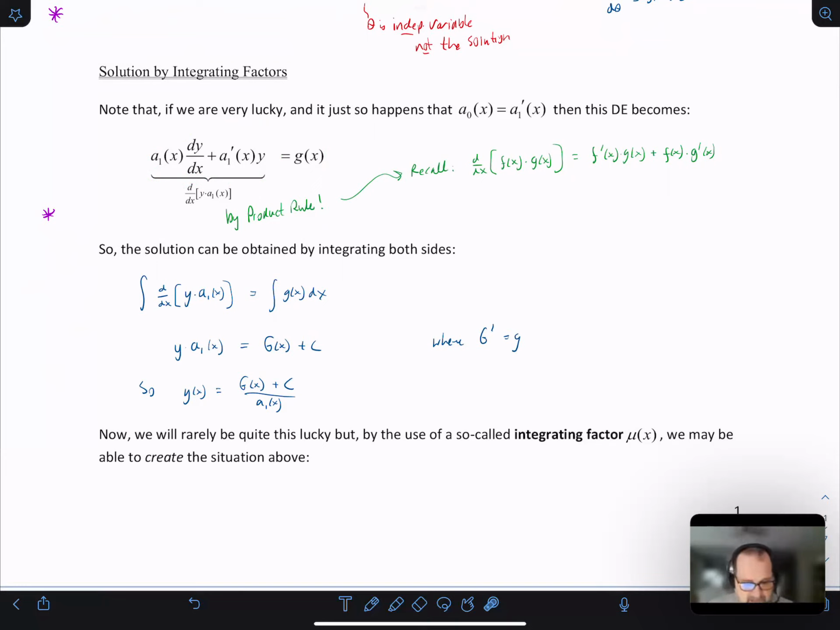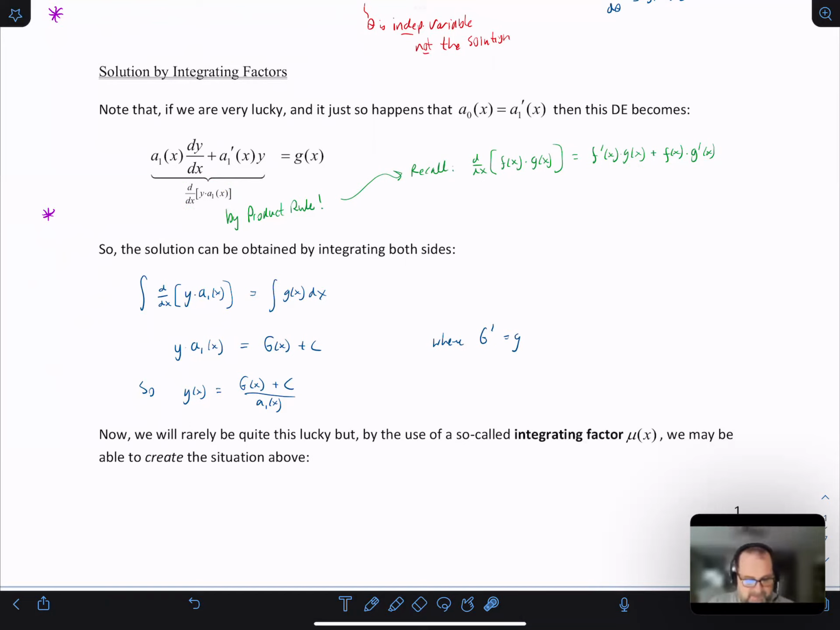So notice this is a1 of x times the derivative of y plus the derivative of a1 times y. This is the product rule. If you undo it, this expression on the left-hand side is the derivative of y times a1, or a1 times y. So a solution then can be obtained by integrating. So here's a little true-false question on my open math about the product rule that pertains to this question. Give that a go.